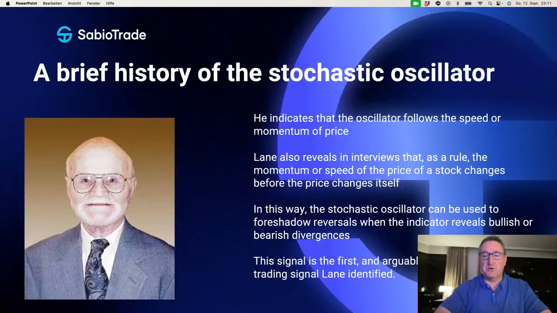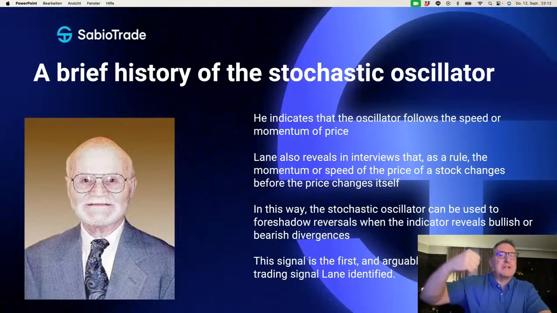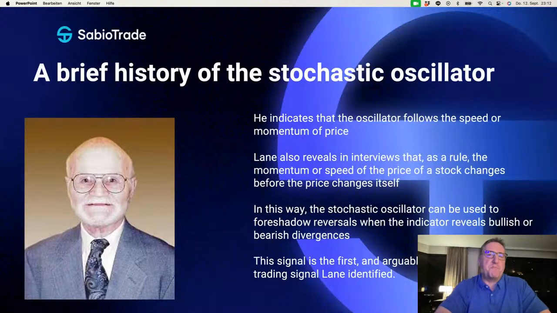And this is really interesting because I'm a fan of divergences, because it's one of the most used technical indicators, and it's one of the interesting things in divergences, because then volume and price have different meanings. Price is going up but with less volume, and on these divergences we have many AIs and many EAs that follow some interesting divergences. So, this signal is the first and arguably the most important trading signal Mr. Lane identified, that the speed of the price changes before the price changes itself.